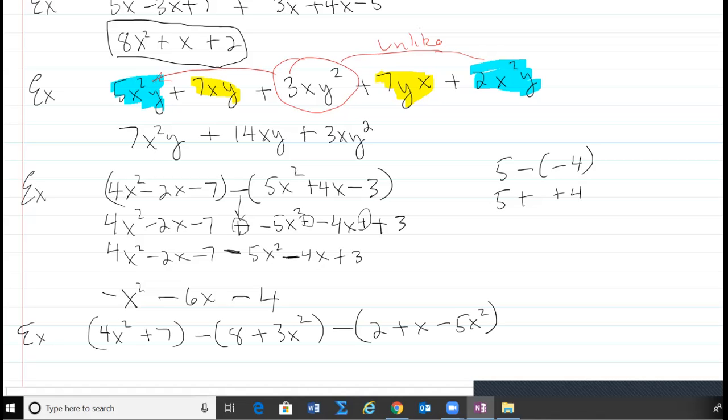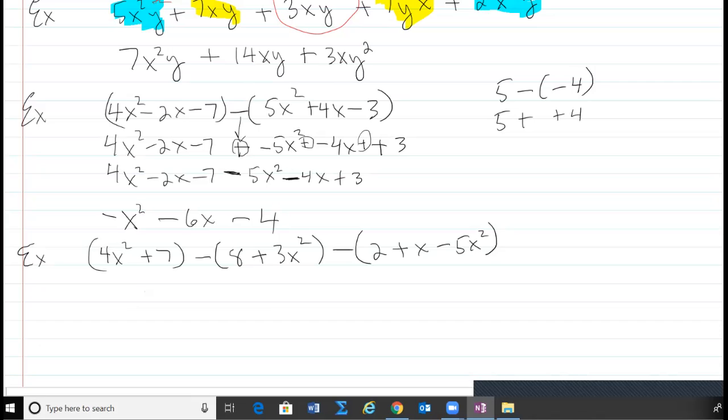Okay, so we got a triple problem here. All right, notice these negatives, these minus signs in front of these groups. First thing you'll do is you'll drop these parentheses because they don't serve any function at all, except to group that as a polynomial. Now here you're going to drop the parentheses and change all the signs inside. So we have a minus 8, minus 3x squared. Over here, do the same thing. We have minus 2, minus x, and a plus 5x squared. So I'm taking opposite signs.